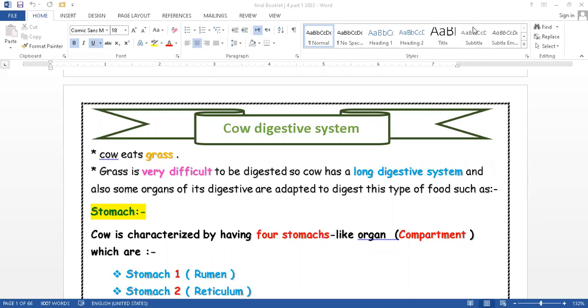In the last video, I started with the digestive system in human, and I said that I'll continue the digestive system in cow and dog in the next video. So let's start with the digestive system in cow.